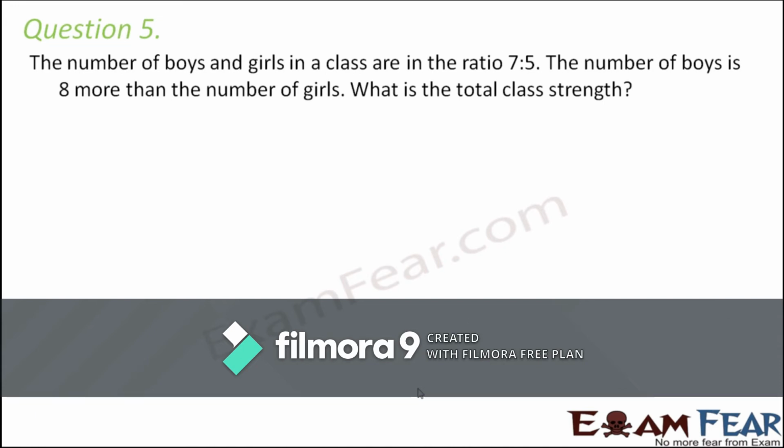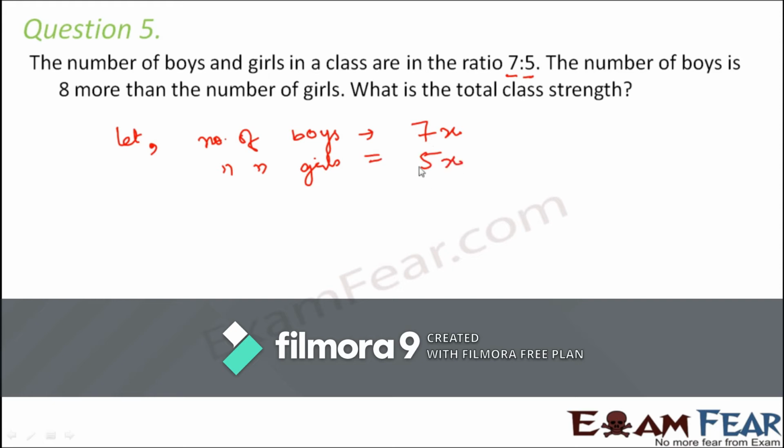The number of boys and girls in a class are in the ratio 7:5. The number of boys is 8 more than the number of girls. What is the total class strength? Here also, whenever you are given the ratio, just assume that number to be a multiple of the ratio. That means, let us say that the number of boys is 7x and the number of girls is 5x. So in that case, they are in the ratio of 7:5. Now as per the question, the number of boys is 8 more than the number of girls. So that means if you subtract the number of girls from the number of boys, how much will you get?